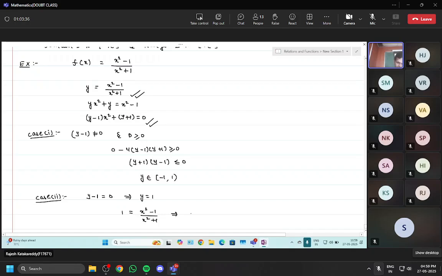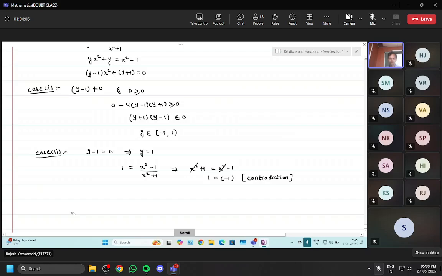Now interchanging this, I'll get x square plus 1 is equal to x square minus 1. Both sides x square is getting cancelled. 1 is equal to minus 1. This is a contradiction. We got this contradiction because our assumption is invalid. What is our assumption? Y is equal to 1. So y cannot be equal to 1. Therefore, the range is closed minus 1 to open 1. Understood? Any doubt in this?